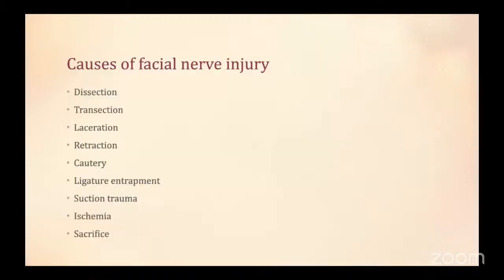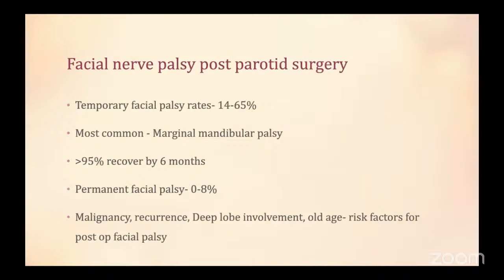Facial nerve injury can be due to multiple factors: dissection, transection, laceration, retraction, cautery or suction trauma, ischemia, or in a few cases, when we have to sacrifice a nerve. Facial nerve palsy post-parotid surgery: temporary palsy rates vary from 14 to 65%, most of which is marginal mandibular palsy, and more than 95% of the cases recover by 6 months. Permanent palsy rates vary from 0 to 8%.